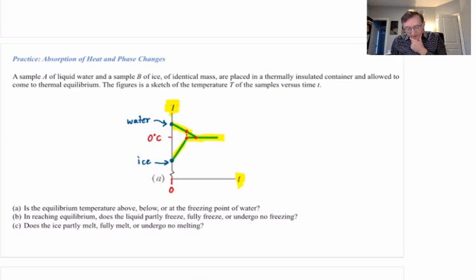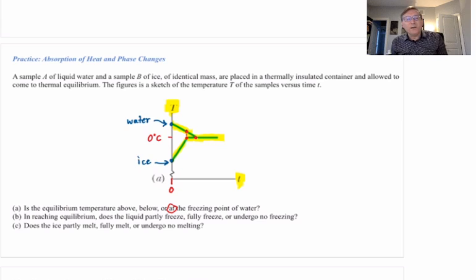Is the equilibrium temperature above, below, or at the freezing point of water? Well, we know it's at the freezing point. It's at 0 degrees. That's pretty clear. It's at the freezing point of water. The graph shows me I get to the freezing point. That's where the temperature graph for the ice levels off, and it never goes above or below that afterwards.